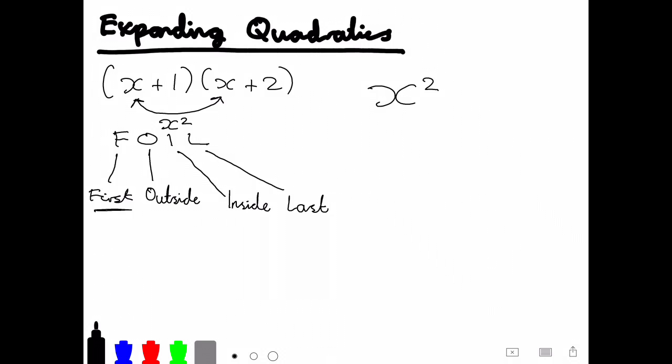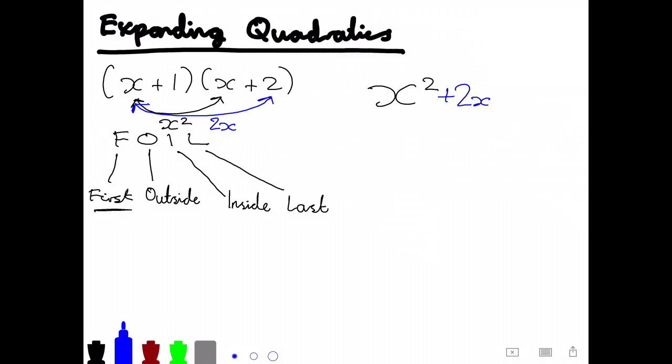So we're going to move on to outside now. Use a different colour. These are the two outside terms, because they're the ones on the end of both brackets, the outside of the four. And so x times 2 would give you 2x, and we can write this in. So x squared plus 2x.